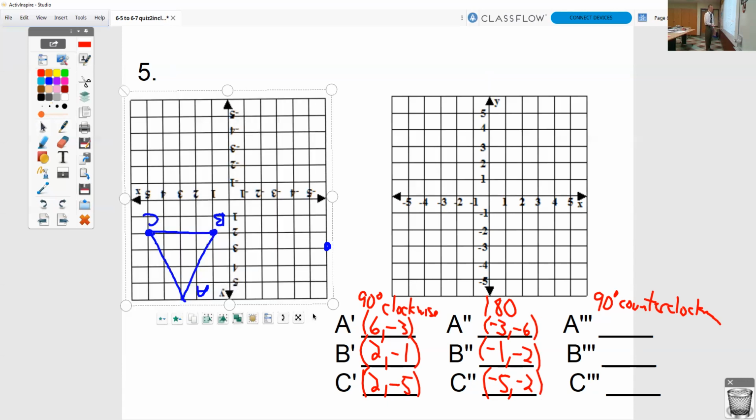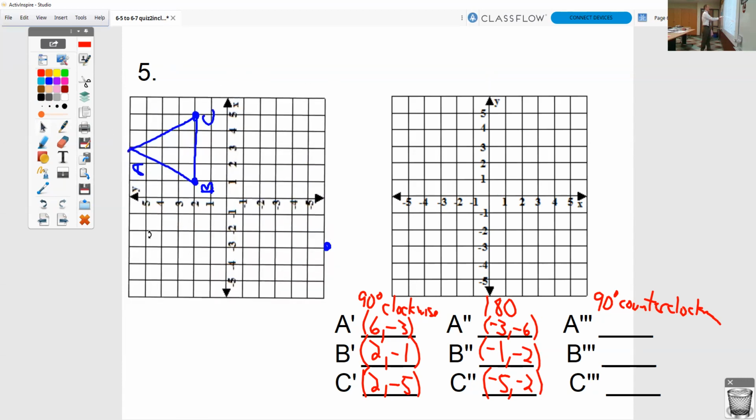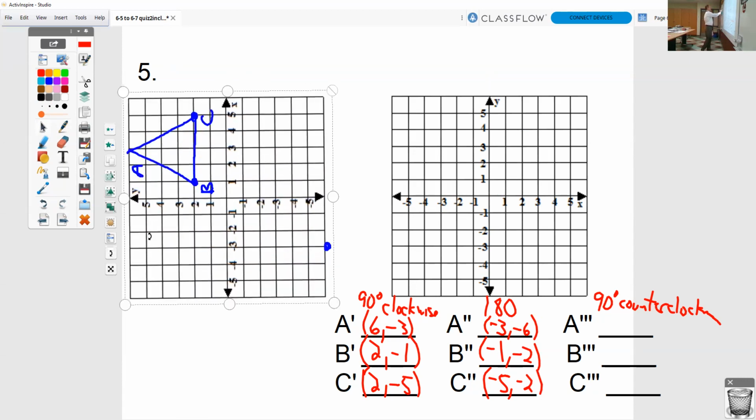Third thing that I would do is turn my paper 90 degrees counterclockwise. 90 degrees counterclockwise is facing with the top over to the left. So again, we're going to take a look at where these are. A looks like it's over to 6 up to 3. It's not over to 6 though. Anytime we go over to the left is negative. So that's really over to -6 up to +3.